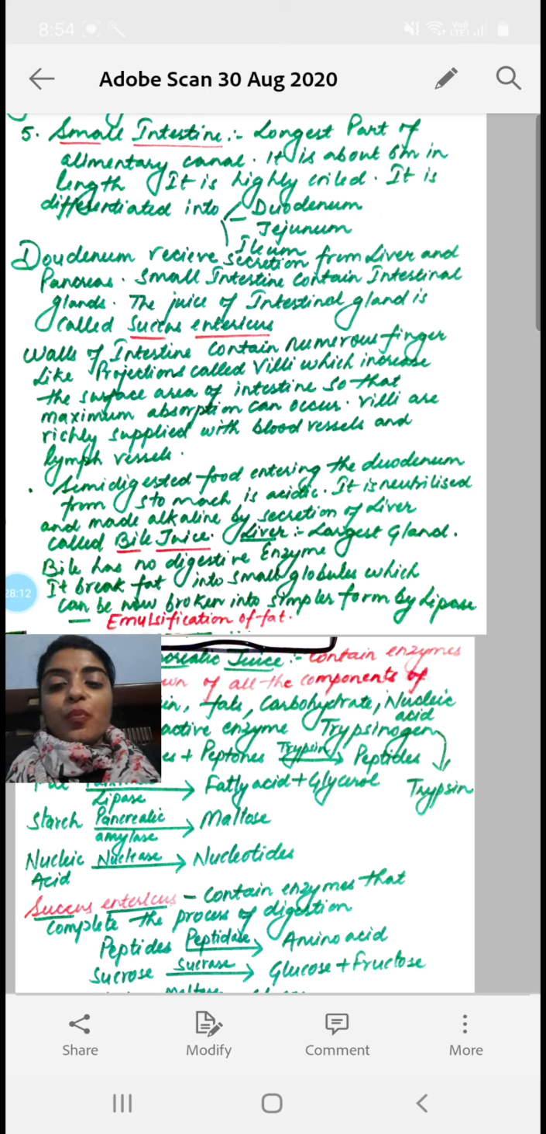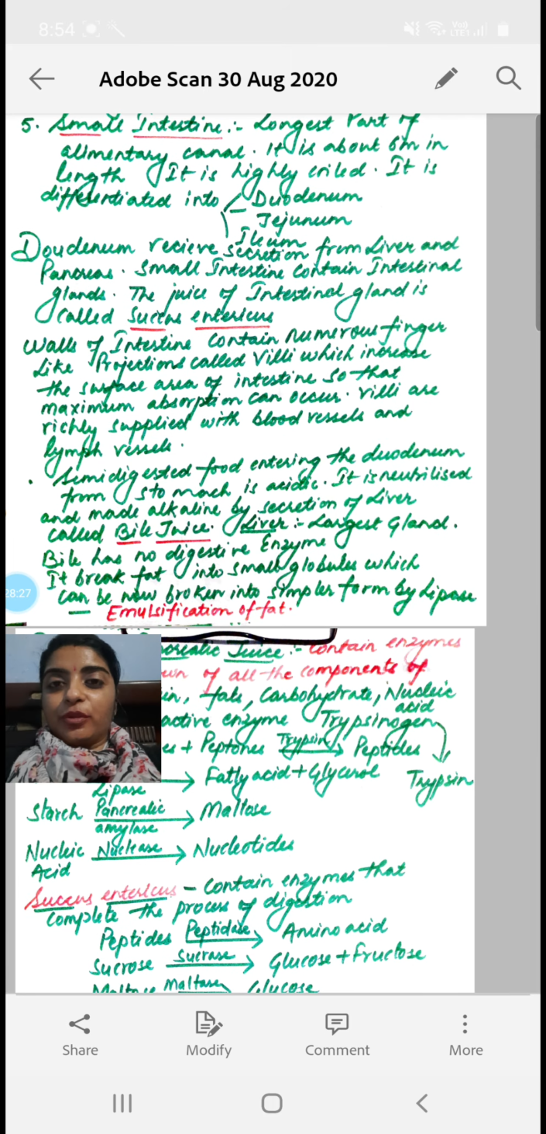The word small intestine is not related with the length of the intestine, it is related with the diameter of the intestine. Is that clear? So the diameter of the intestine is smaller as compared to the large intestine. Okay, so it is about 6 meter in length. It is highly coiled, यानी ये coiled structure है, and it is differentiated into 3 parts: duodenum, jejunum and ileum.